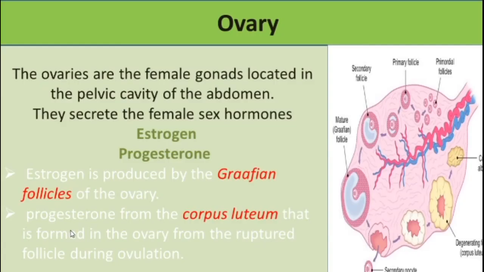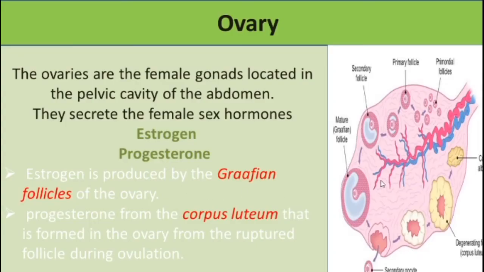Next, the ovary. The ovaries are present in females. This is the female gonad, located in the pelvic cavity of the abdomen. The pelvic cavity means the pelvic region, that is the hip region. In between the hip bones there is a pelvic cavity, and inside the space of the pelvic cavity is the ovary. The ovaries secrete female sex hormones, namely estrogen and progesterone. Two hormones are secreted by the ovaries.